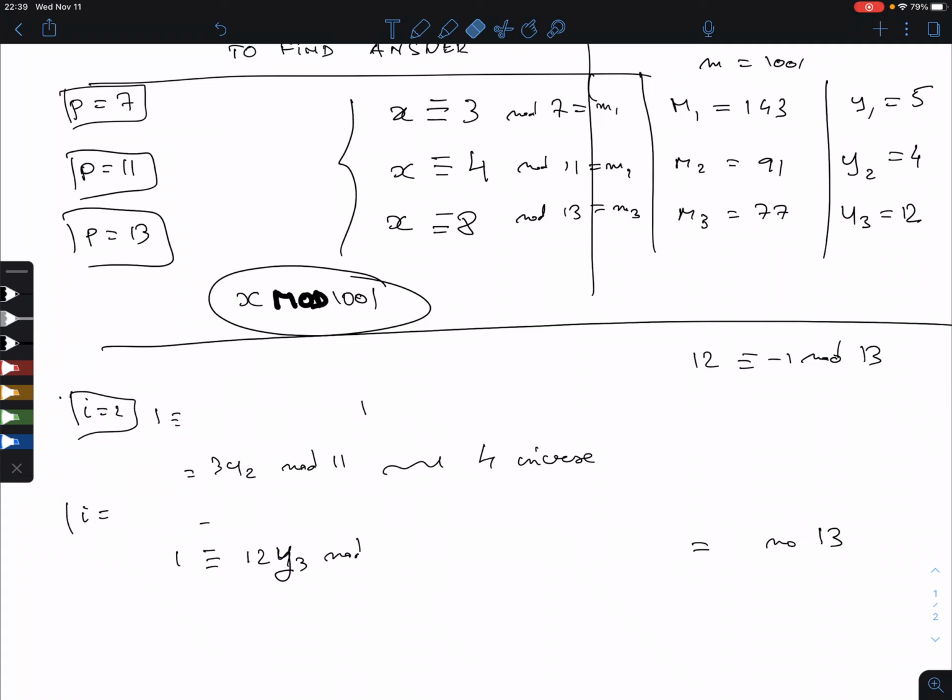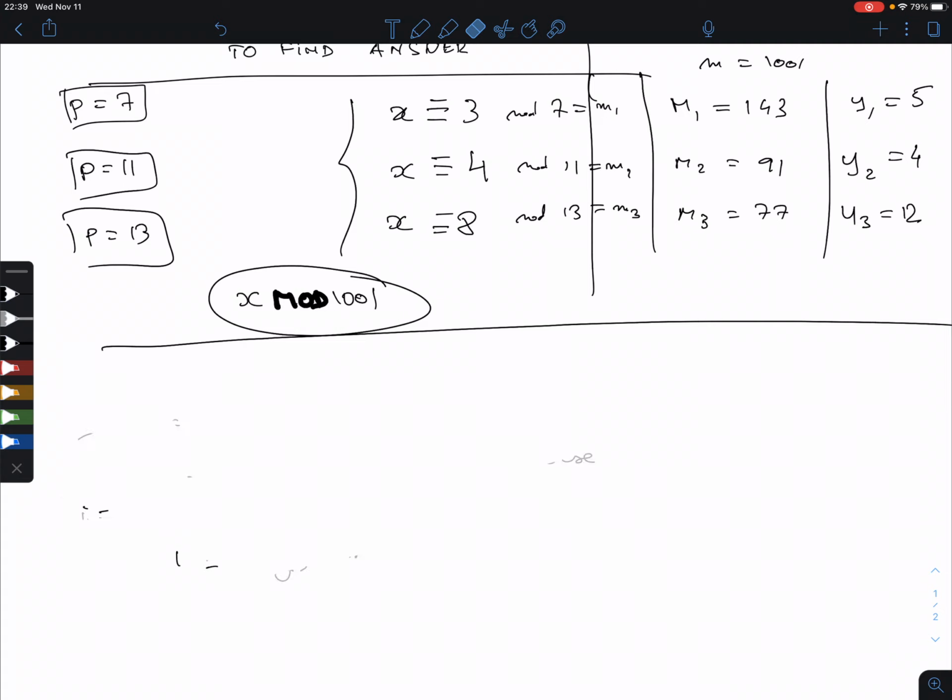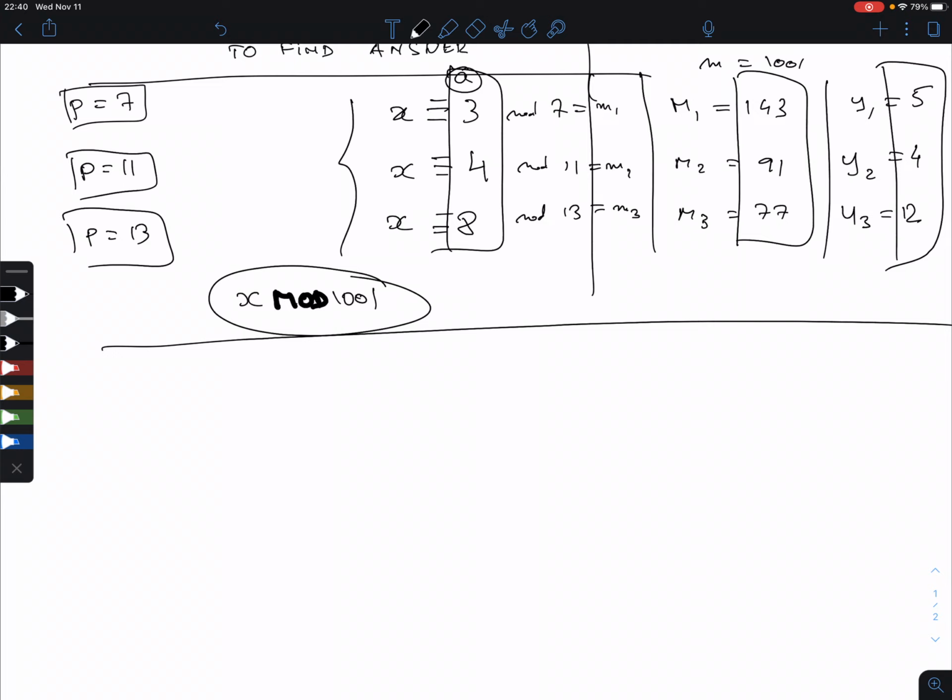And then the final calculation. What we have to now do is multiply. So here are the a's, these are the M's, and these are the y's, and we have to multiply all these and add them up. So we have 3 times 143 times 5 plus 4 times 91 times 4 plus 8 times 77 times 12, and this we have to calculate modulo 1001.